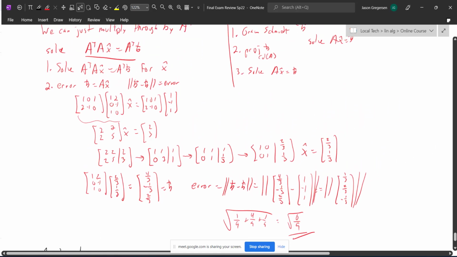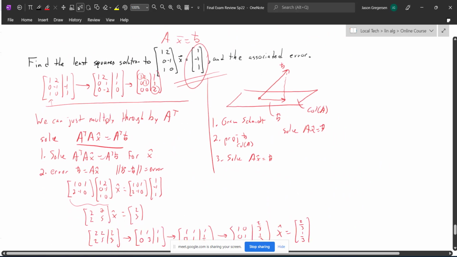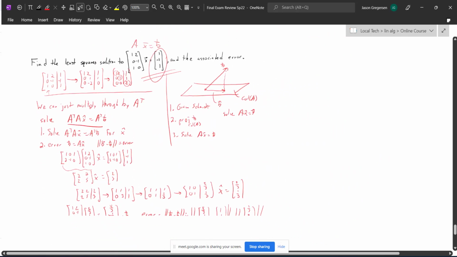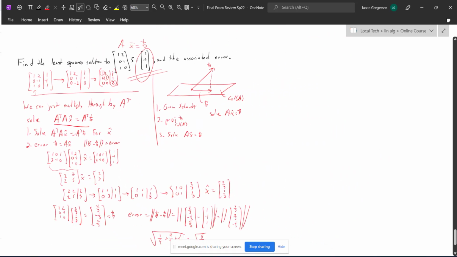All right. Make that a little bit bigger here. See if I can fit that all on one screen. Questions? Any questions about least squares solutions?